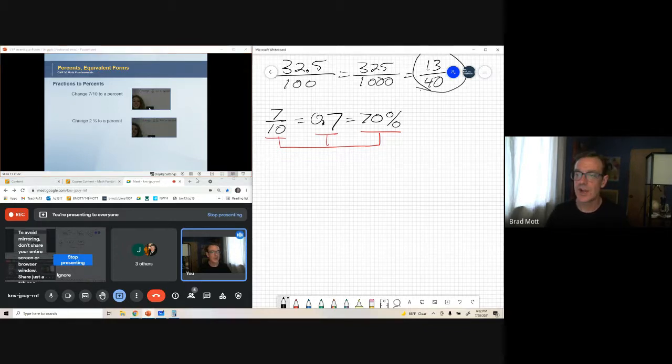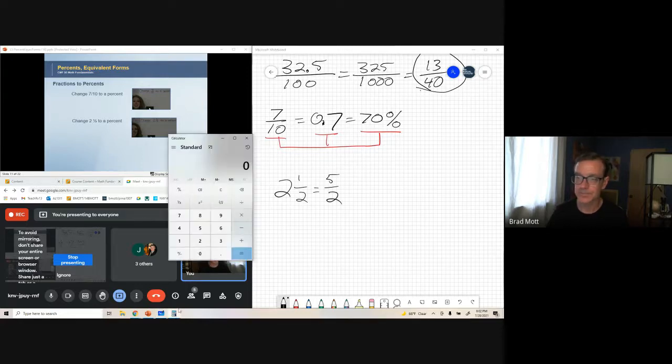So let's change something that looks a little more unfamiliar. We're going to change 2 1/2 to a percent. So we have a mixed number. We want to convert that into an improper fraction. So 2 times 2 is 4, plus 1 is 5 seconds. So 5 divided by 2 gives us 2.5. Decimal place goes 2 places to the right. That gives us 250%.